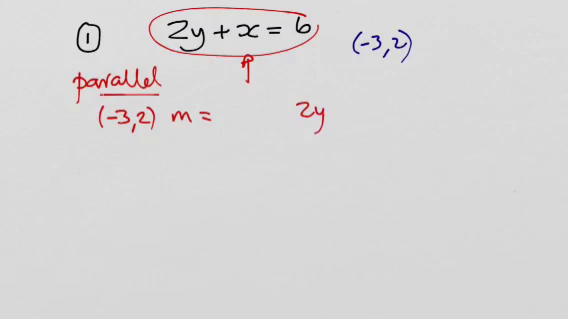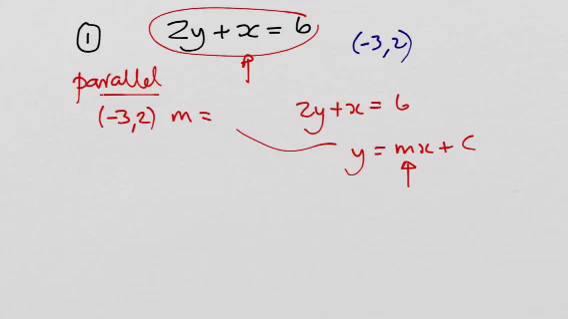So if I take my 2y plus x equals 6 and rewrite that as y equals mx plus c, that is going to tell us what the gradient of the line is. And if we know the gradient of this line, then we can just simply put that in here for the gradient of our parallel line. And then using y minus b equals m(x minus a), that's going to get us the answer.